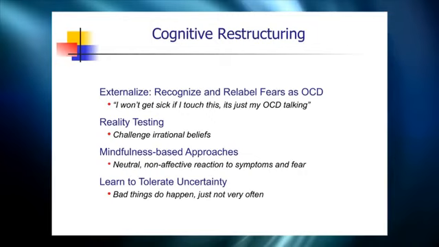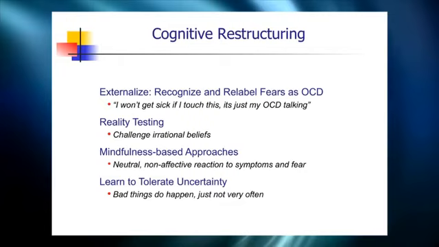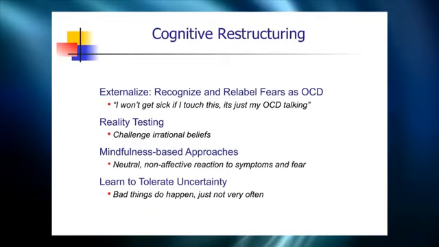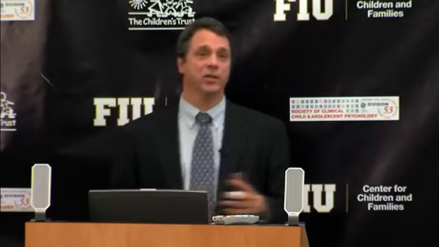People are using mindfulness-based techniques, of being able to have more of a neutral, non-affective reaction to symptoms or fears. Or different labeling techniques, of labeling your affect, labeling your fears. This really makes me scared right now, and I don't like being scared. Or this makes me really scared right now, but I'm going to deal with it. Or this makes me really scared right now, but I want to try to get past my OCD because I have more important things to do. There are a lot of different kinds of cognitive strategies that you can use, and they may differ depending on the child or the situation.